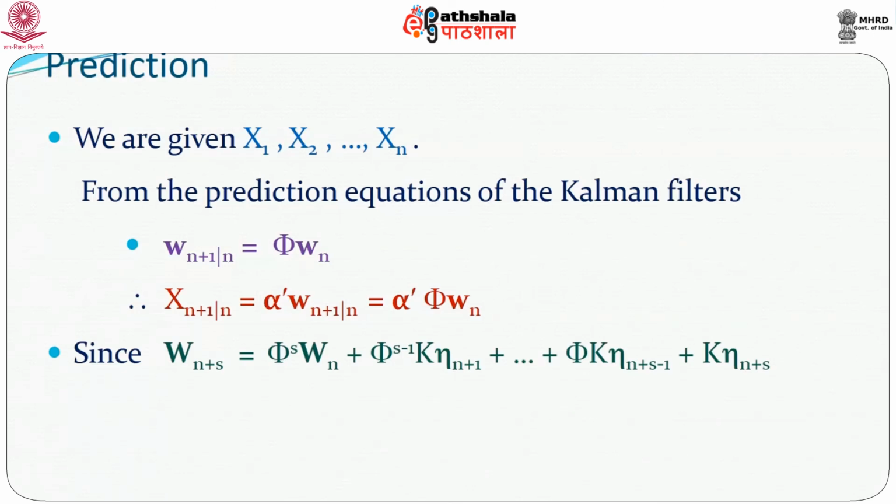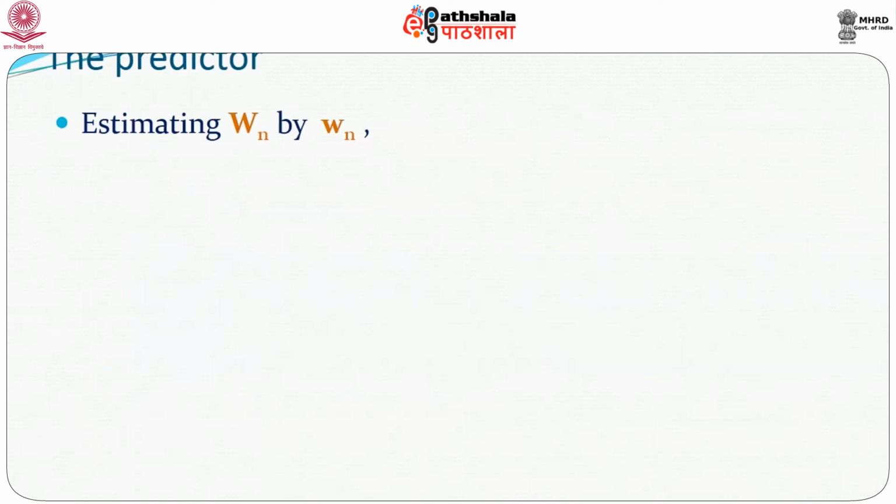Since w_{n+s} is equal to phi^s w_n, we can go on substituting this one at a time to get this equation. We can predict w_{n+s}. If you look at the expected value of this, this is basically phi^s w_n, and hence the predicted value of w_{n+s} can be based on w_n itself.